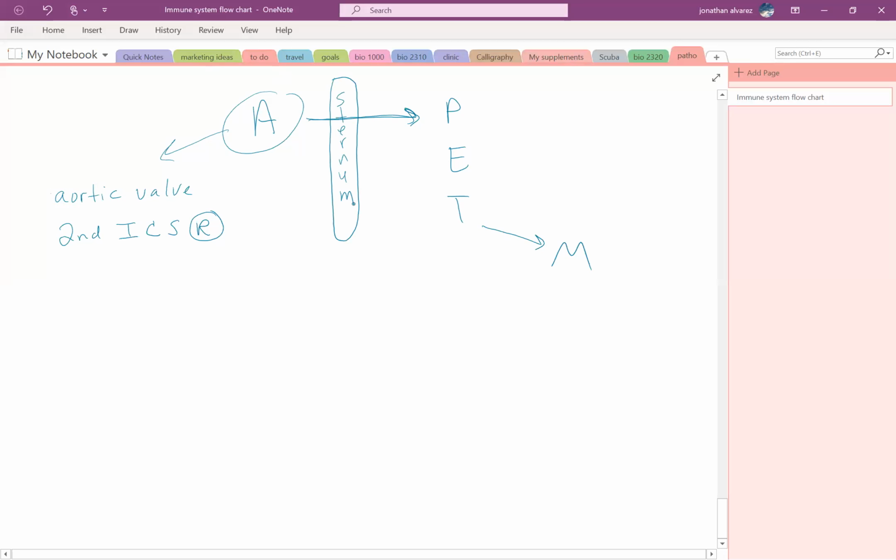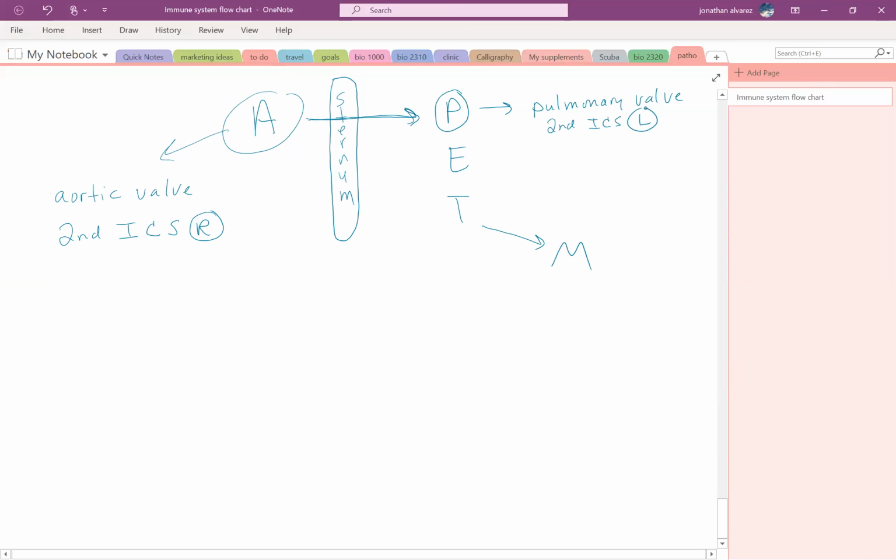Okay, there's the sternum. So now you're going to go to the other side, to the left side, and you're going to go after that P, which is the pulmonary valve, second intercostal space on the left.